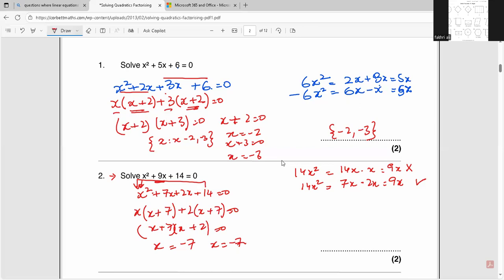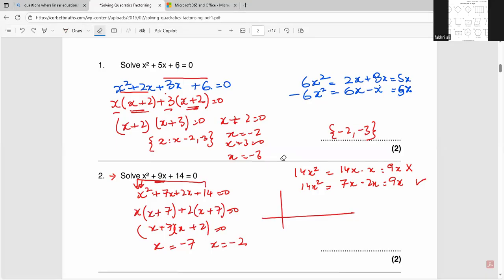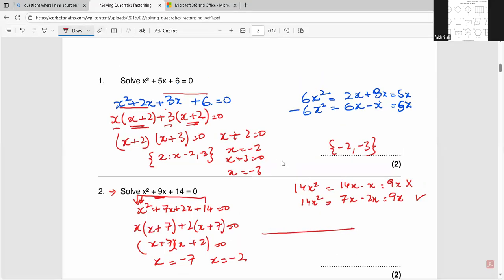For your imagination, I just tell you that actually I have found 2 points on the x-axis, that is -7 and -2. So this is -1, this is -2, -3, -4, -5, -6, -7.